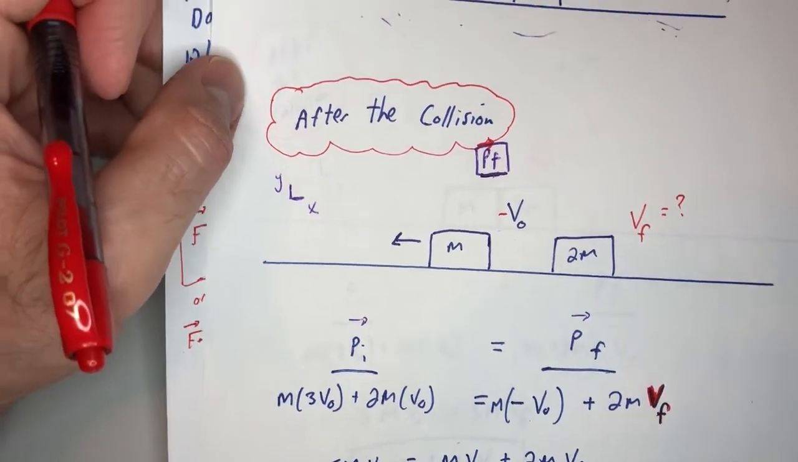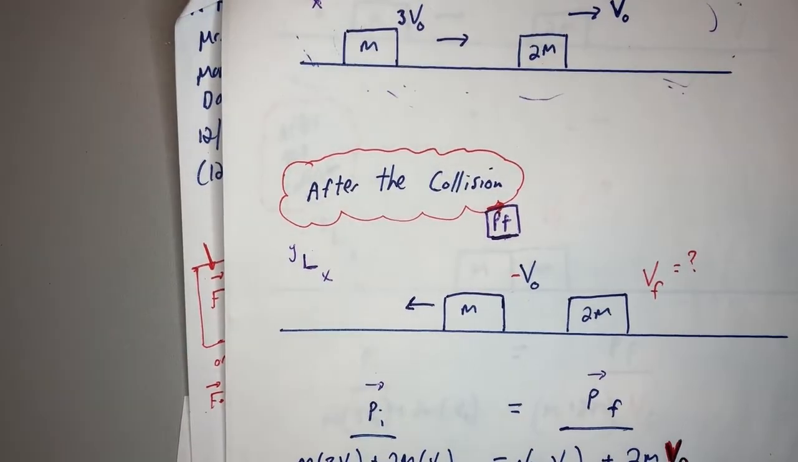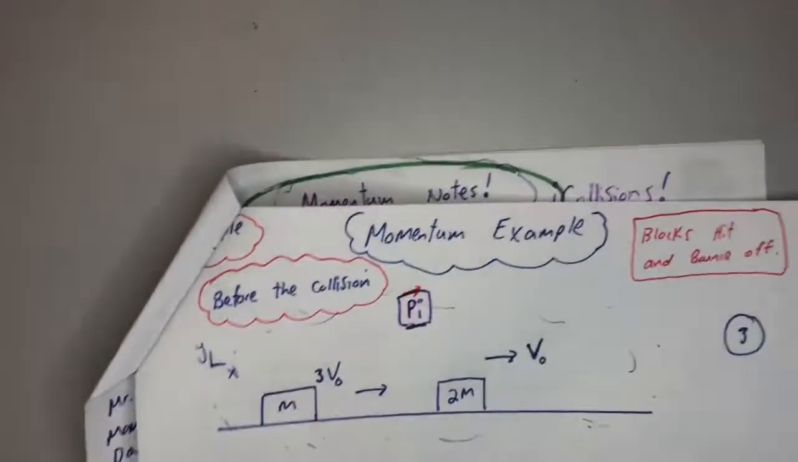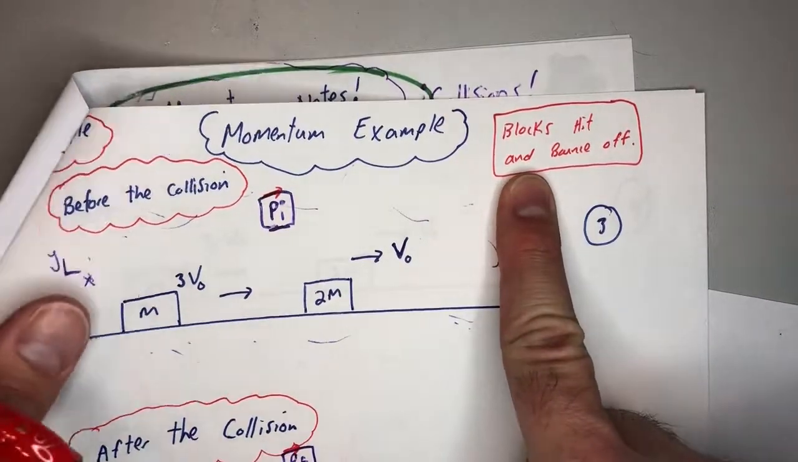Okay? So that was a good example of a collision, and we've never done anything like that before. So if you see a collision, momentum is the way to go. That was blocks bouncing off one another. You know what's going to happen next?